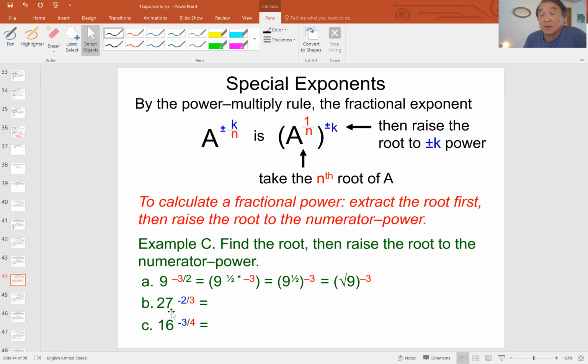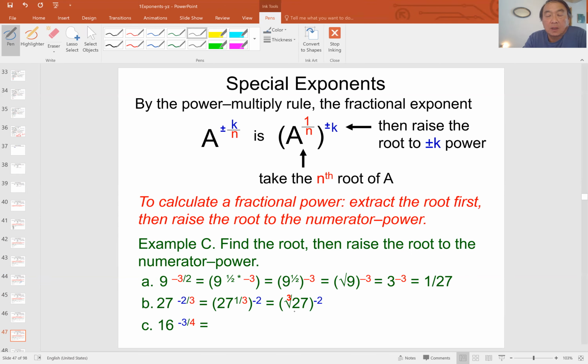The square root of 9 is 3. 3 to the 3rd is 27. But then the minus sign says, oh, flip it. So I read 3 to the 3rd power, then finally read the minus sign, and that says flip it. Similarly, for part B, it says take the 3rd root of 27. Then raise to the -2 power. And this, of course, is 3. And 3 to the -2 is 3 to the 2, which is 9. Then flip it, 1/9.